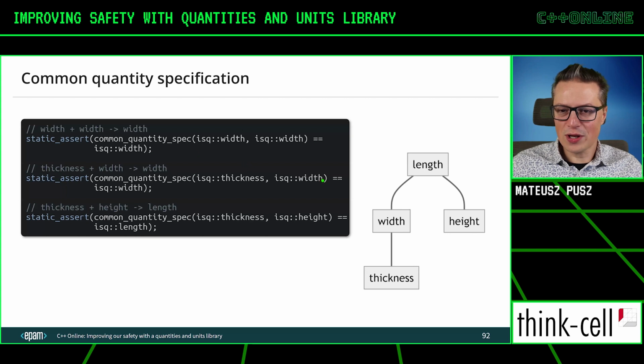Also, we may talk about this tree. What is the result if you add width and height? Actually, sorry, width and width. Width and width here, you end up with width, of course. If you add thickness and width, you end up with width. And if you add thickness and height, you end up with length. This is the most logical answer, right? Any width plus any height will give you some length.